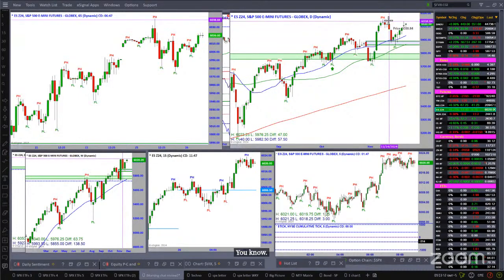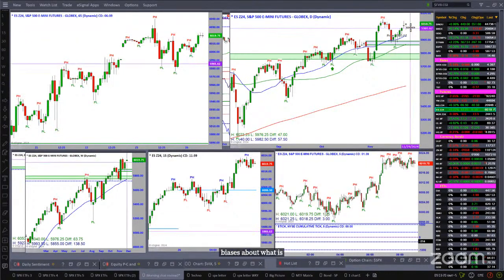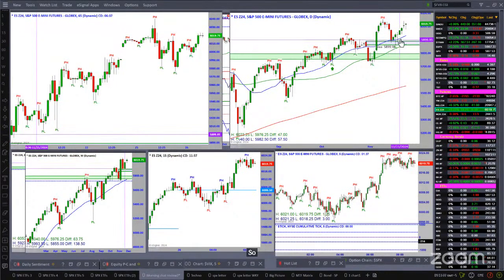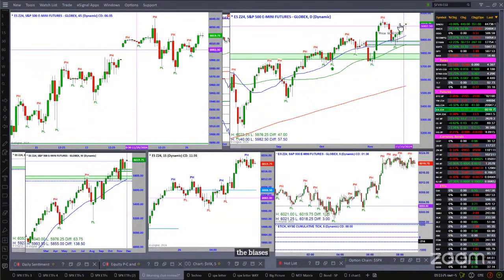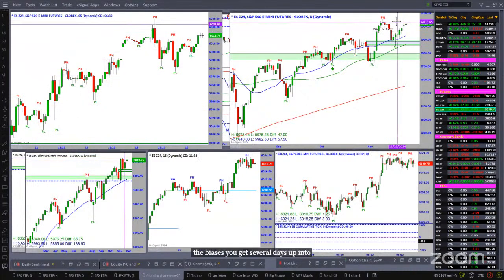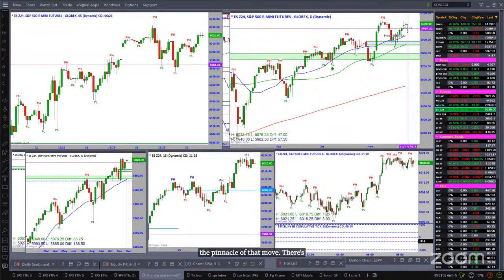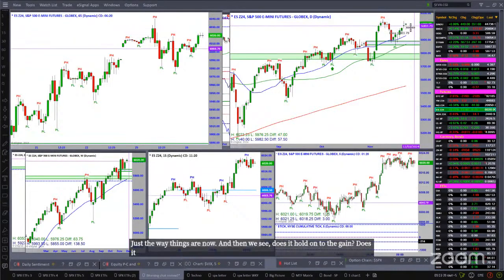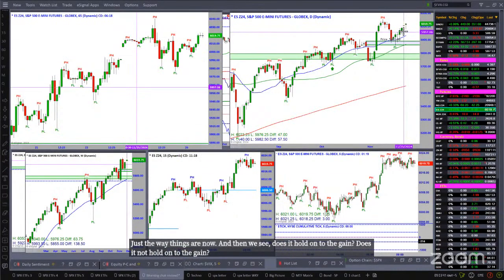It's not obvious. It's not like we know what's going to happen, but we have biases about what is likely to happen. So historically, the bias is you get several days up into resistance, it gaps up as it reaches the pinnacle of that move. There's going to be sellers there, just the way things are. And then we see, does it hold on to the gain? Does it not hold on to the gain? So it didn't hold on to the gain yesterday.